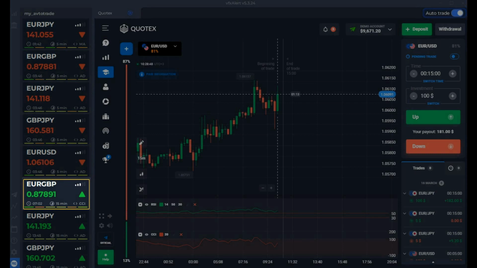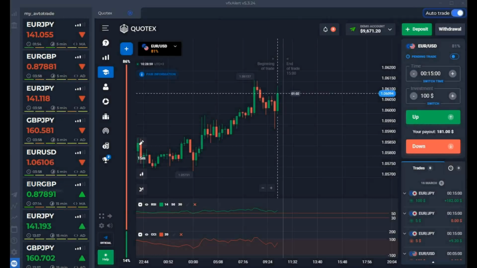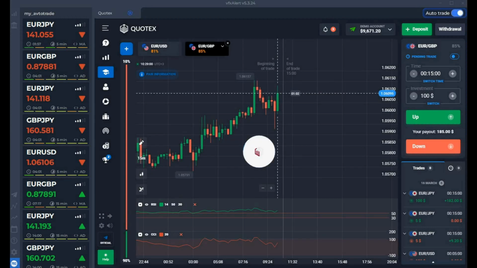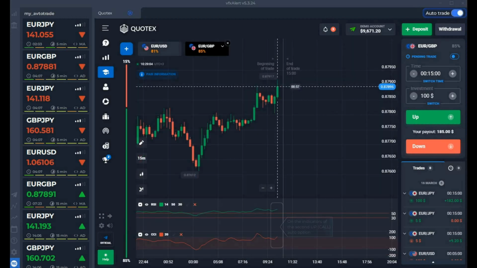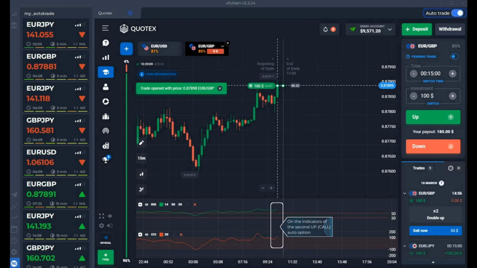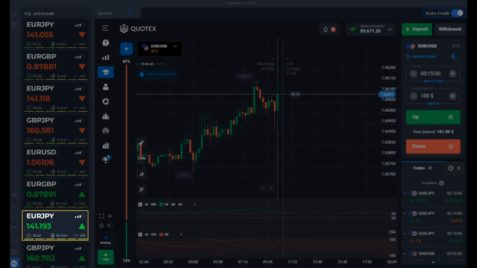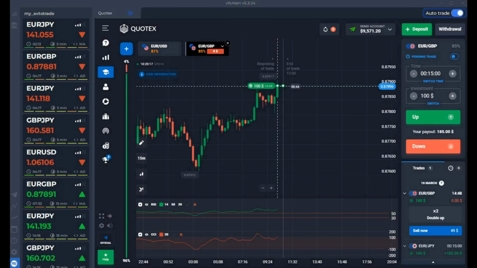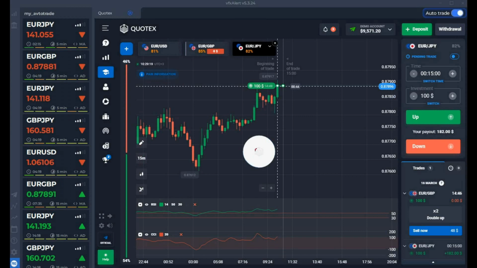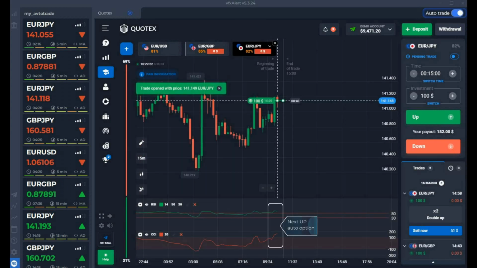The second option is for the euro-pound. Look at the chart. All the conditions of the strategy are met. The next auto option opens, again for the euro-yen. The indicators confirm the continuation of the uptrend.